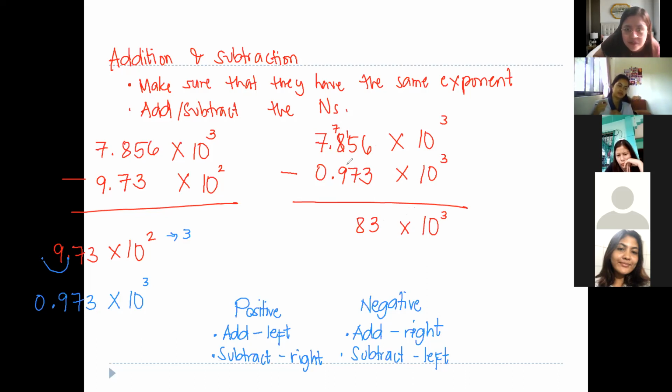And then 7 minus 9, dili pud na siya pwede. So this becomes 6. And then 17 minus 9 is 8. So 6 minus 0 is 6. So this is now the correct answer. 6.883 times 10 raised to the power of 3. So I think we have the same answer sa inyong gisend.